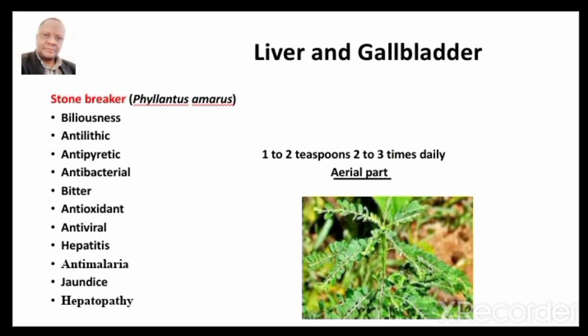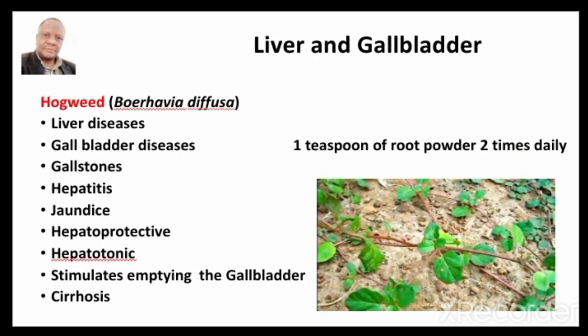We can administer 1 to 2 teaspoons of this plant, the aerial part, that is the part that grows above the ground. When you harvest it, you dry it, you can reduce it to powder. We are saying that you can administer up to 1 to 2 teaspoons to adults, 2 to 3 times daily to help this condition or these conditions.